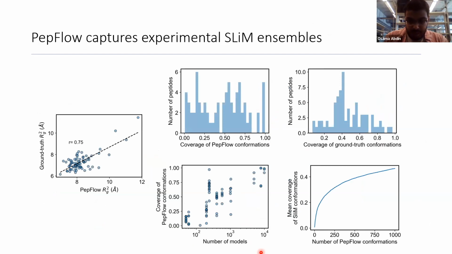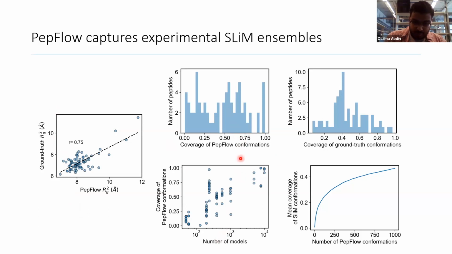And here are the performance results for PepFlow on that test data set. In general, the radius of gyration generated using PepFlow is highly correlated with the ground truth radius of gyration, showing that PepFlow in general is able to capture whether or not peptides tend to be more elongated or folded. We also find that on average, roughly 40 to 50% of PepFlow conformations are captured by the experimental ensemble, but this value is quite highly correlated with the number of experimental models you get and tends to converge at around 1,000 to 10,000 conformations.